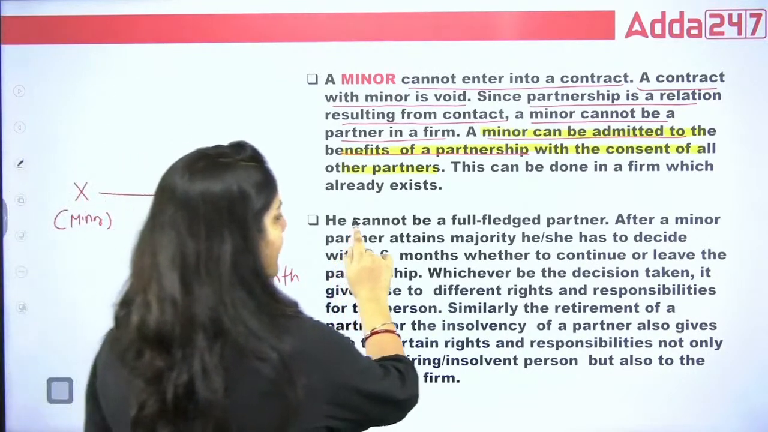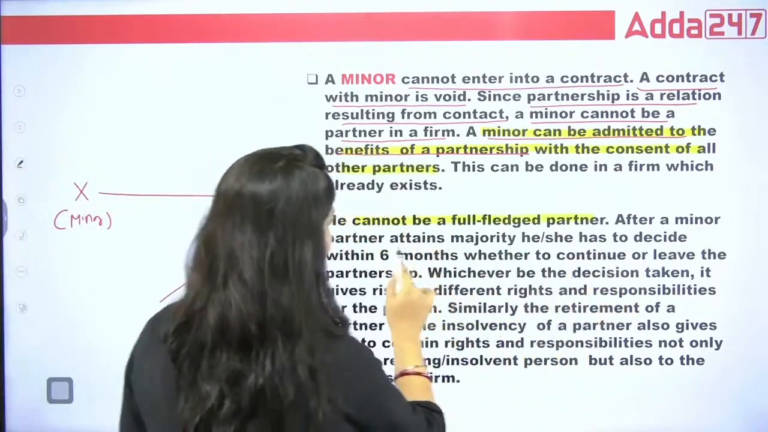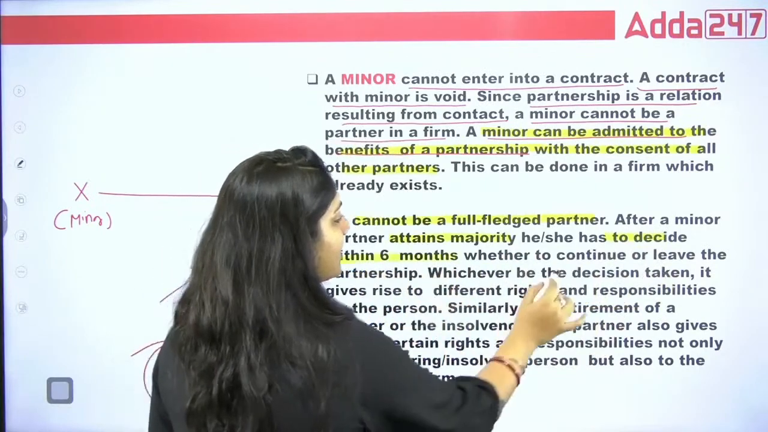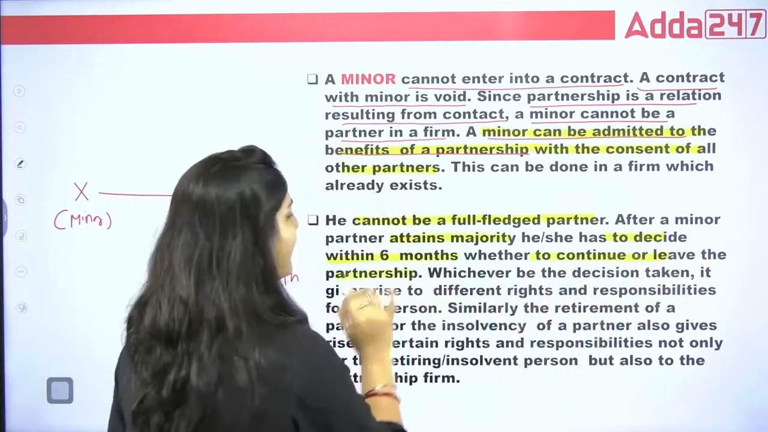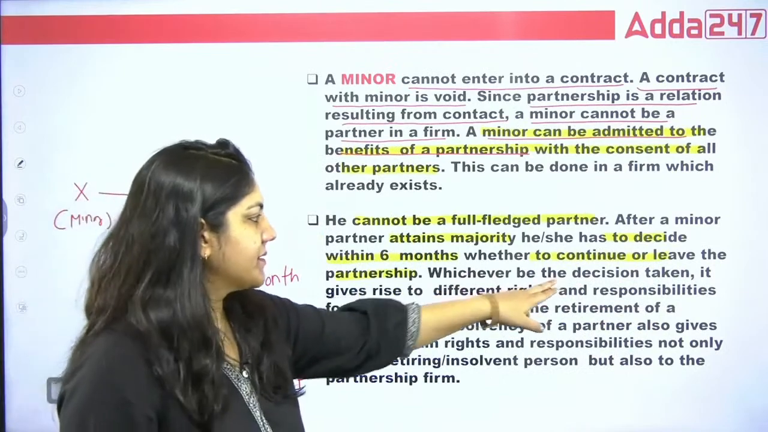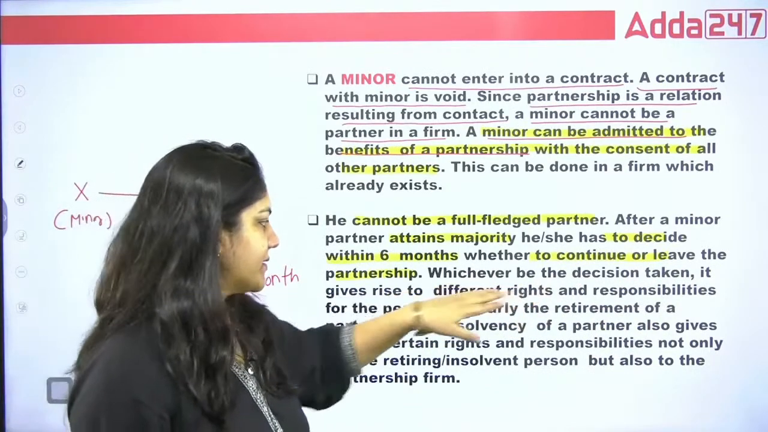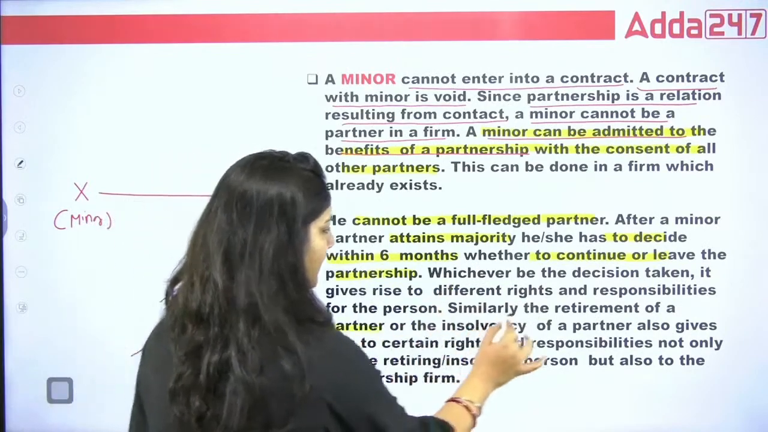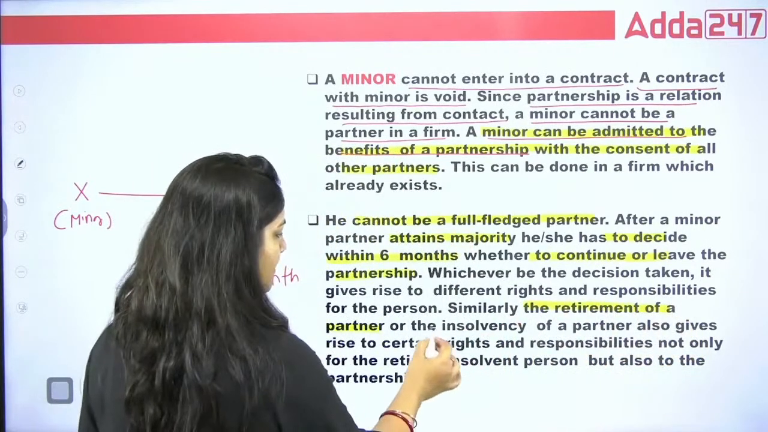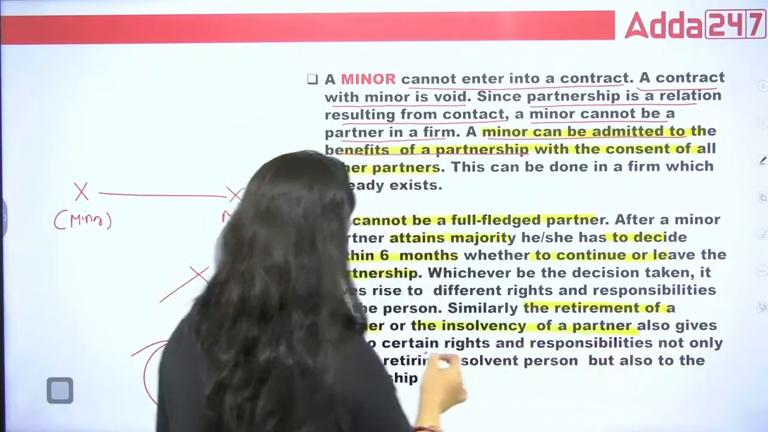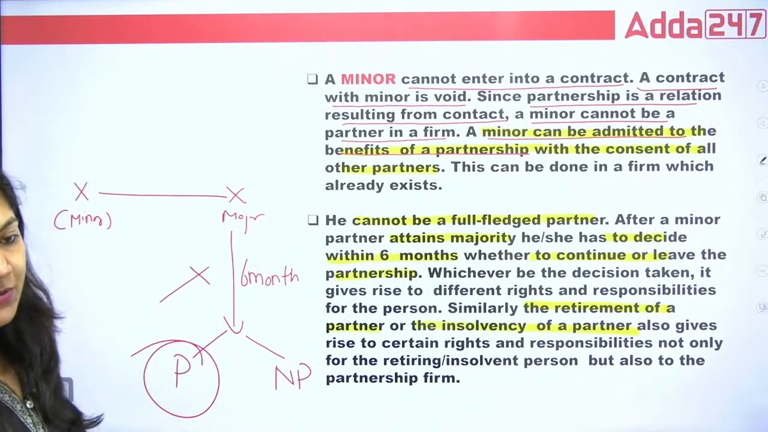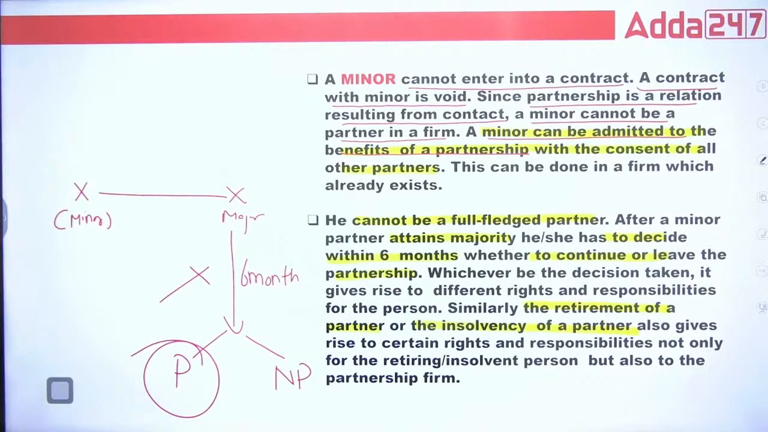See, he cannot be a full-fledged partner. After the minor attains majority, he has to decide within 6 months whether he continues or leaves the partnership. Whichever decision is taken, it gives rise to different rights and responsibilities of the person. Similarly, the retirement of a partner or the insolvency of a partner also gives rise to certain rights and responsibilities. This is an important one. This is important, guys.